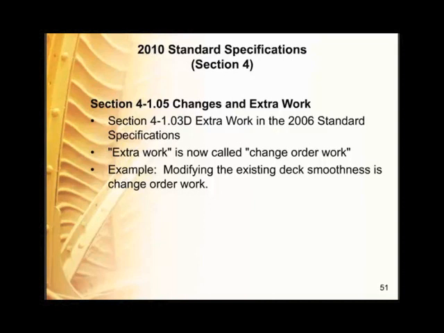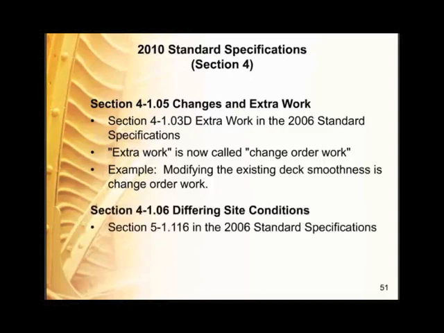And we no longer will reference sections 1 through 9 because 1 through 9 always apply. And the term change order work, you'll see within the construction section. Typically, it won't be in the payment section. Section 4-1.06, differing site conditions. It used to be in section 5 of the 2006 standard specifications, but now it's been moved to section 4.